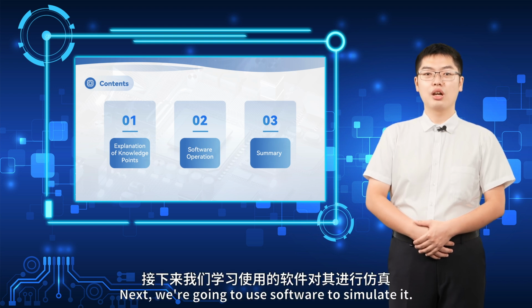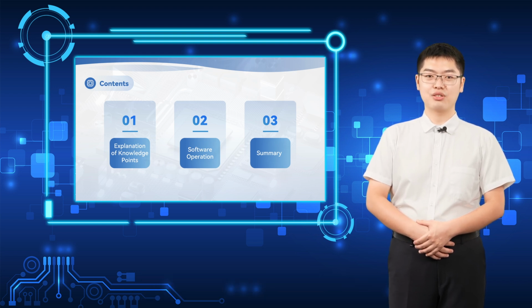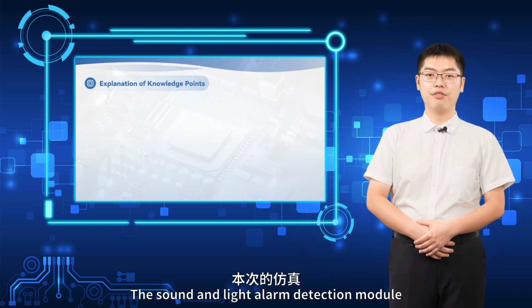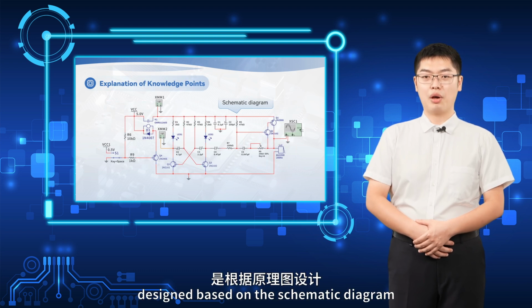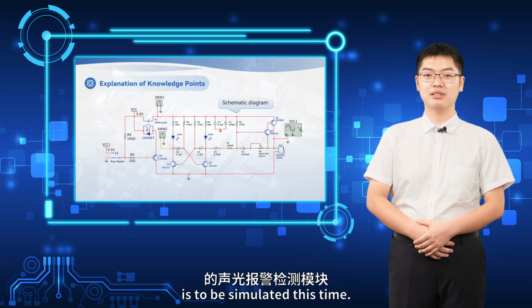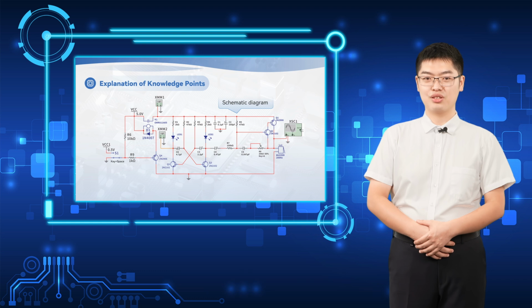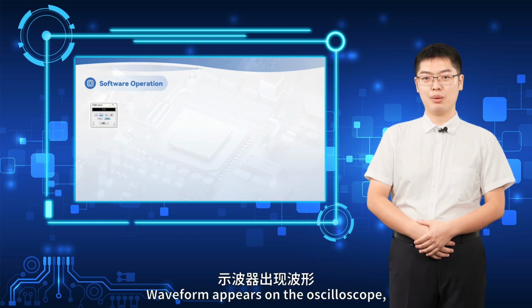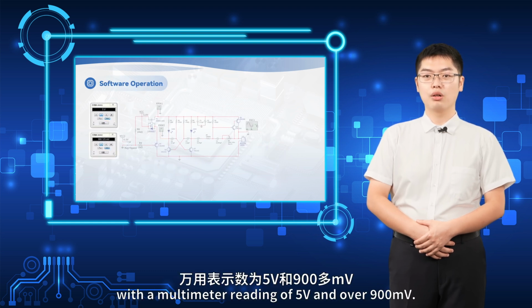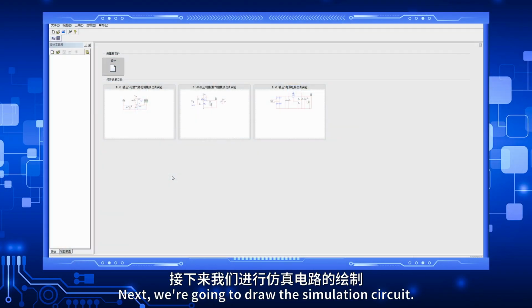Next, we're going to use software to simulate it. The sound and light alarm detection module designed based on the schematic diagram is to be simulated this time. Verify the functions of the test circuit. Waveform appears on the oscilloscope, with a multimeter reading of 5 volts and over 900 millivolts. Next, we're going to draw the simulation circuit.